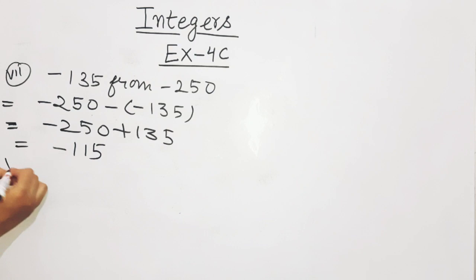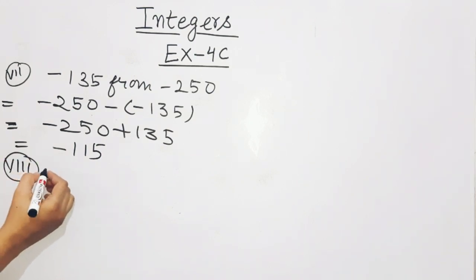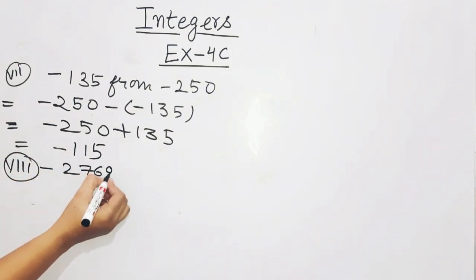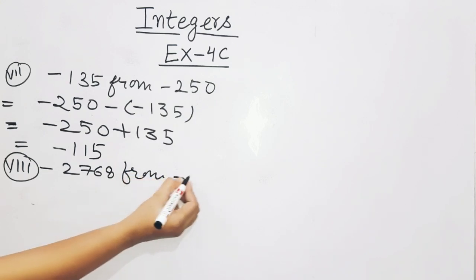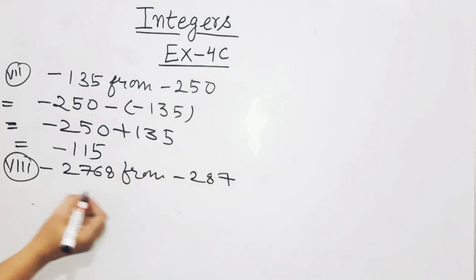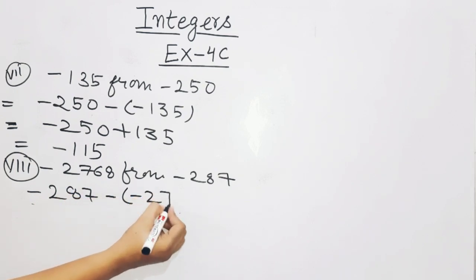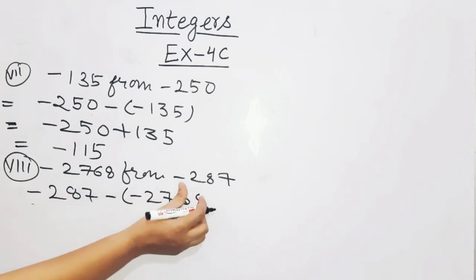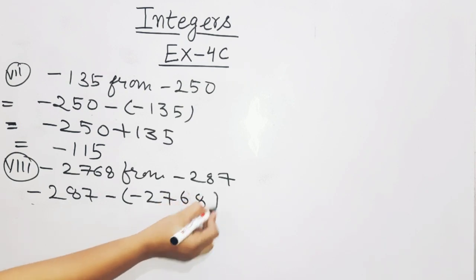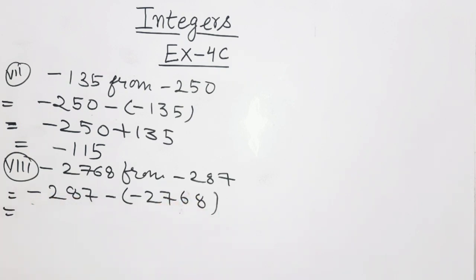Now coming to the 8th option. So the 8th option is minus 2768 from minus 287. So minus 287 minus 2768. Pause the video. Tell me the next step of this question. Reply your answers in the comment section.